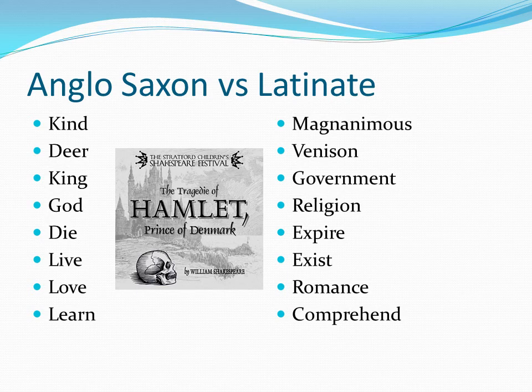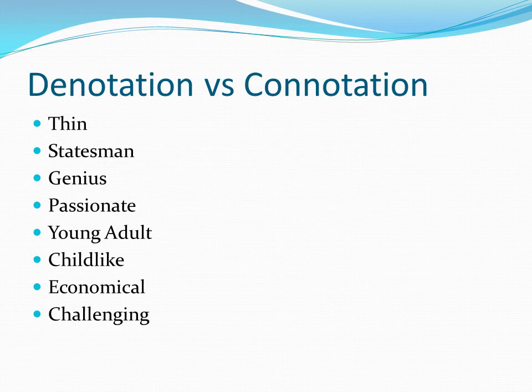And there's The Tragedy of Hamlet, Prince of Denmark. I put that in there because I decided that Hamlet does virtually all of those things. He comprehends things, he engages in romance, he exists, and he expires. Religion is actually really important to Hamlet, and he's obviously part of government. Maybe at some point in the play he eats some venison, and of course Hamlet is magnanimous. And Hamlet is very complicated and sophisticated, so it makes sense to associate it with Latinate words.